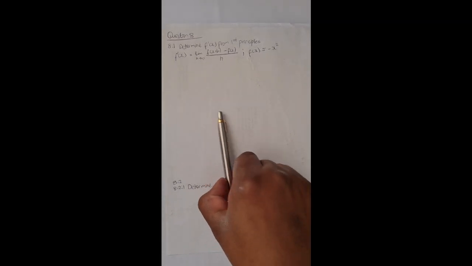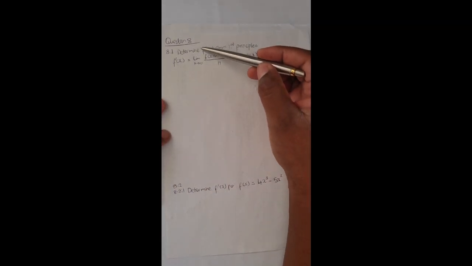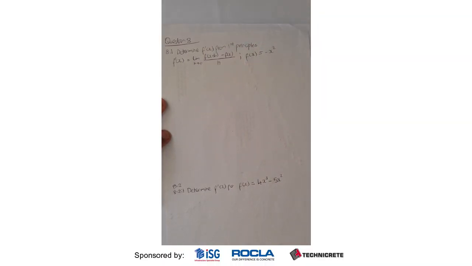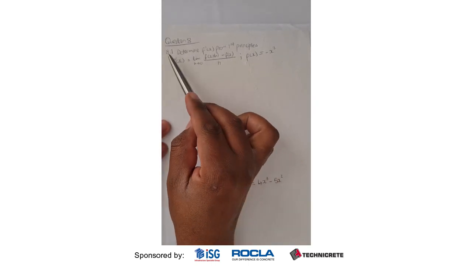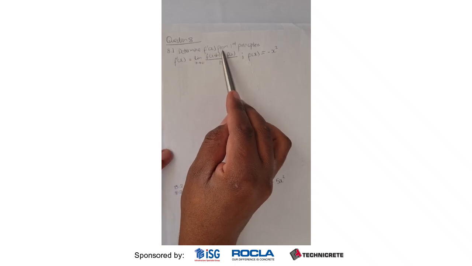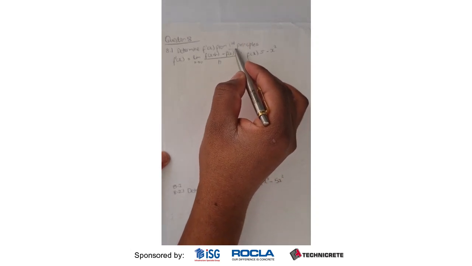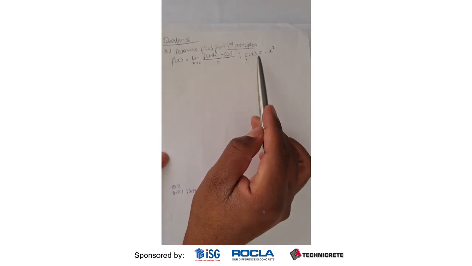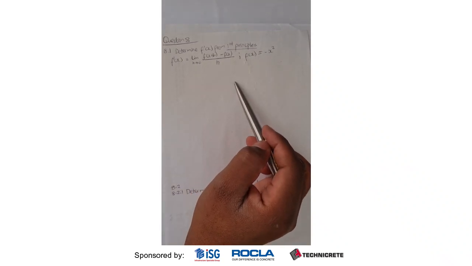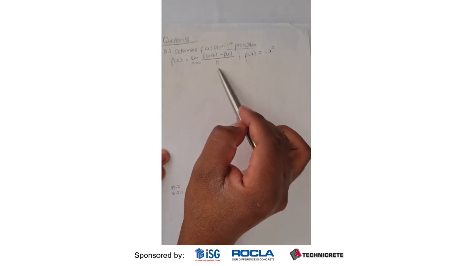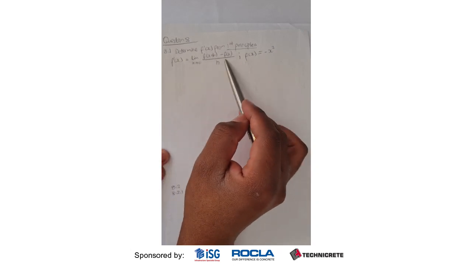Good day, everybody. We will be doing question 8 of the May-June 2022 paper 1. This is a calculus question, and it asks us to determine f prime of x from first principles. Very important, that part. It gave us f of x as being negative x squared. Now, because they said first principles, we have to use this formula.